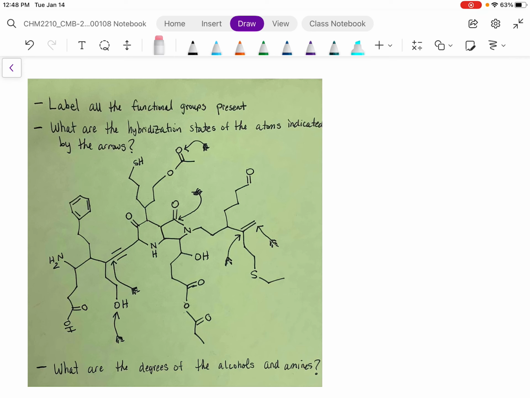Functional groups do we have present? Let's circle those and annotate those. This guy right there, what do we have? What functional group? Aldehyde. Okay, we have an aldehyde right there.